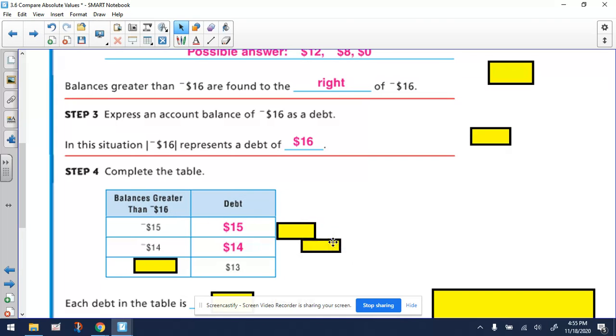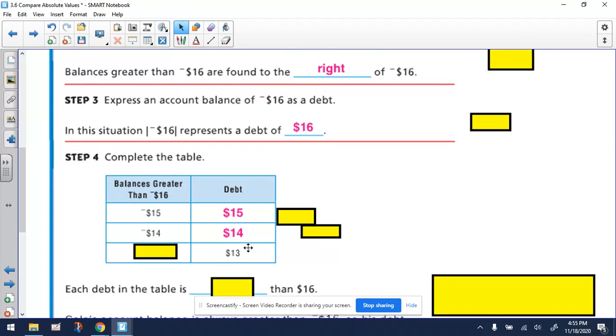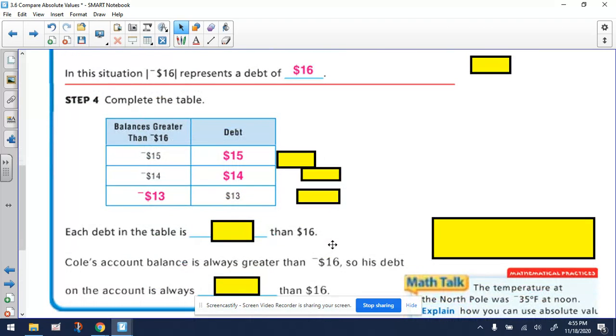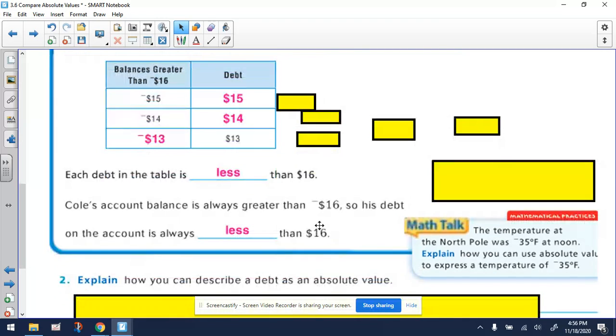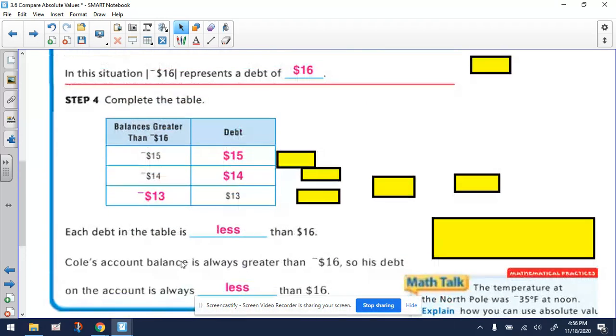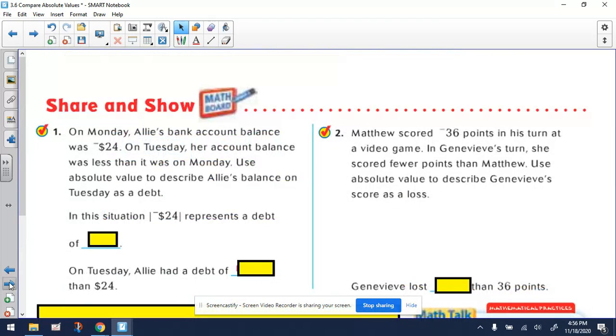Negative 14 would be $14 debt. And when we talk about what would be the number that would go with this on the other side of the table, we would come up with negative 13. So each debt in the table is less than $16. So Cole's account balance is always greater than a negative 16, so his debt on the account is always less than $16. All right, so we're going to look at one more example.